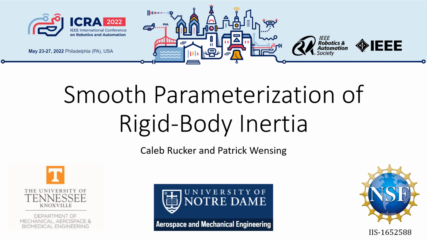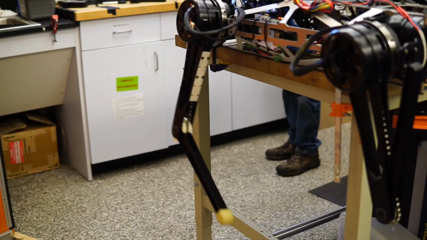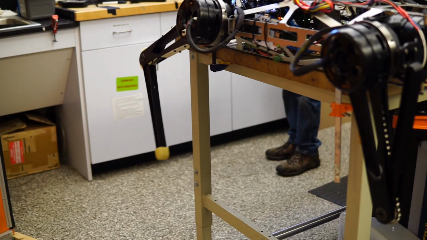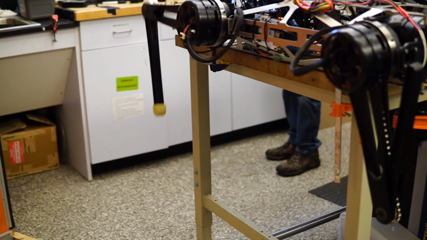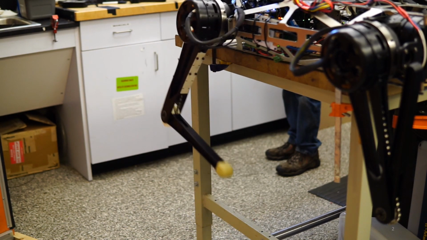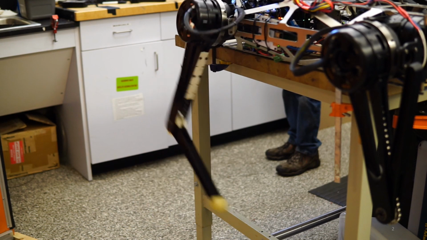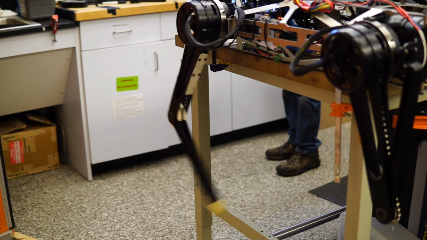This paper presents a new smooth parameterization of rigid body inertia. To control highly dynamic robots, we need to identify the inertial parameters of each link. Least squares estimation of each link's inertia can be performed based on offline tests as shown here, or in real time using an adaptive approach.